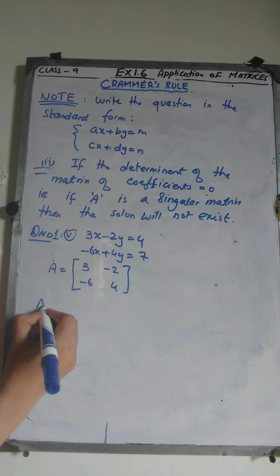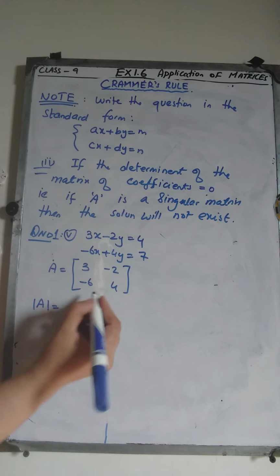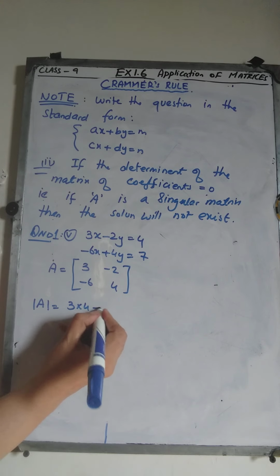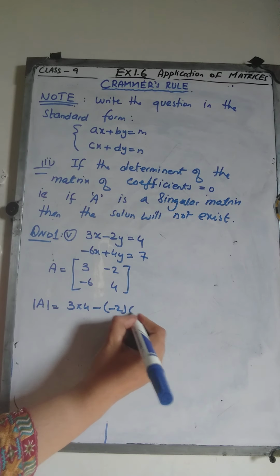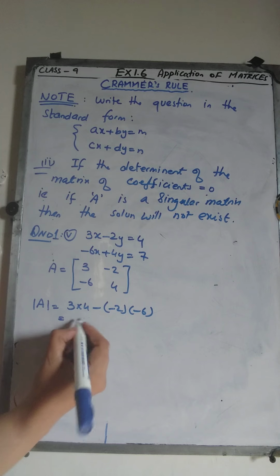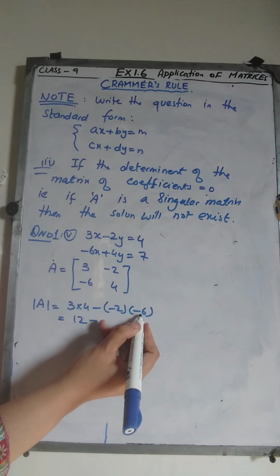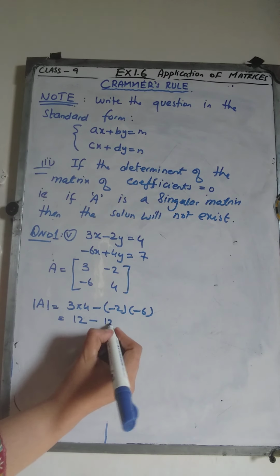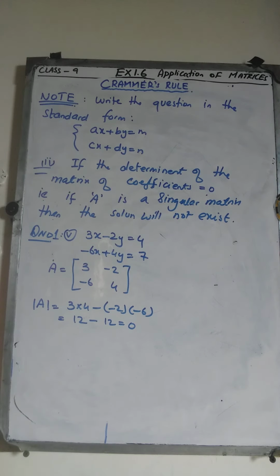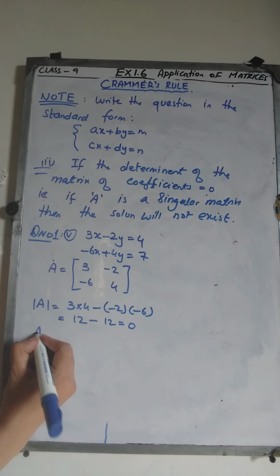Now let us find its determinant. The determinant is 3 into 4 minus -2 into -6. 3 4s are 12, minus -2 into -6 is again 12. So 12 minus 12 is equal to 0. So if the determinant of the matrix of coefficients is 0, then the solution will not exist. Why? Because the inverse will not exist.